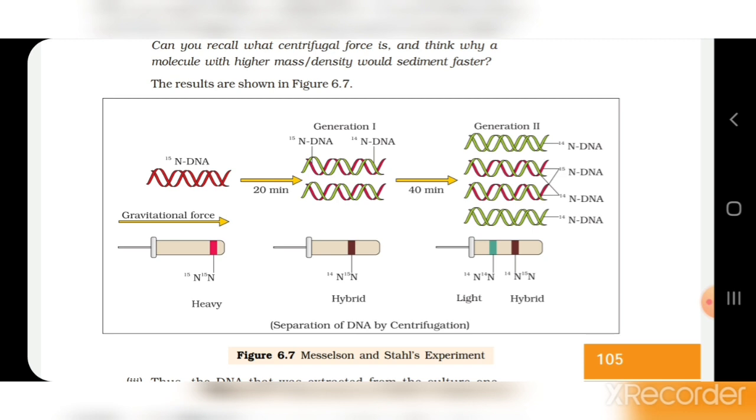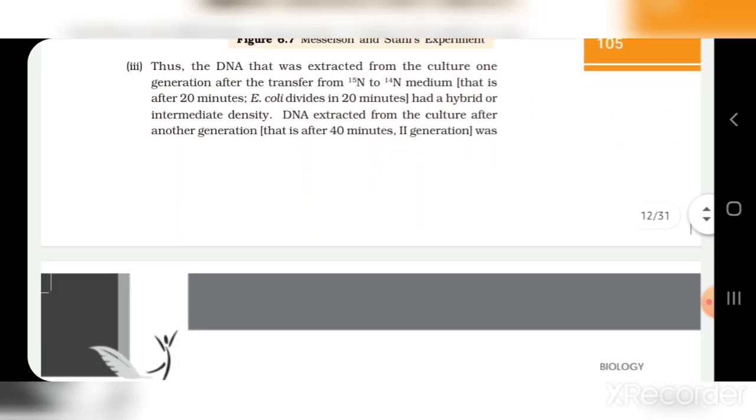Because in the previous one, after the replication after 20 minutes, both of the strands were hybrid, right? So when one of these two DNA acted as a template, one was the N15 and one was the N14 which acted as template, and the N14 again produced another N14. So there was no hybrid strand at all. Okay, so this is how Meselson-Stahl's experiment was carried out.